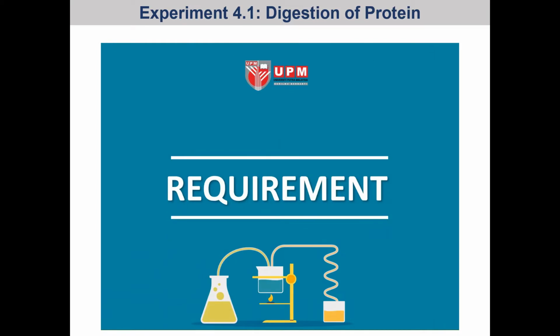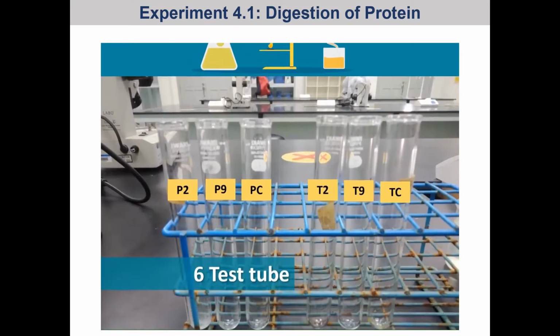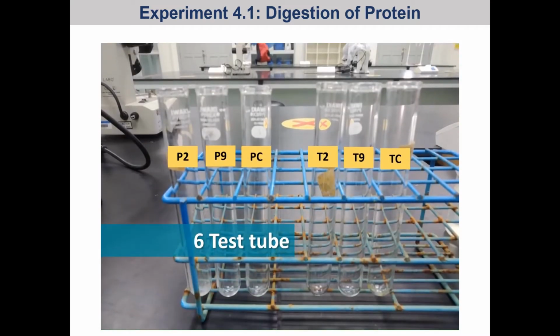The requirements for this experiment are 6 test tubes. All test tubes will be labeled as P2 for pepsin at pH 2, P9 for pepsin at pH 9, and PC for control for pepsin. T2 for trypsin at pH 2, T9 for trypsin at pH 9, and TC is control for trypsin.